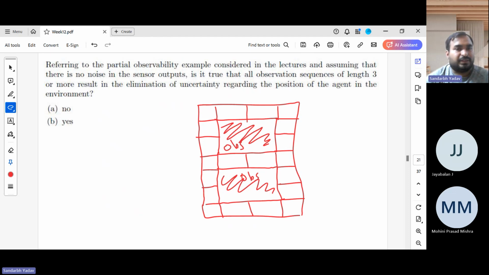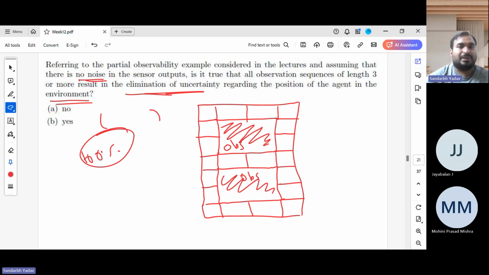And assuming that there is no noise in the sensor outputs, so zero noise, is it true that all observation sequences of length 3 or more result in elimination of uncertainty regarding the position of the agent in the environment? So they are saying that if we consider a history of length 3, like the past 3 states where you were, is it possible that you can eliminate the uncertainty completely? Like you can be 100% sure in which state you are. Is it possible? Suppose we consider a history like this: suppose you were in this state, you moved right, you moved left again, and you moved right again, and you moved left again.